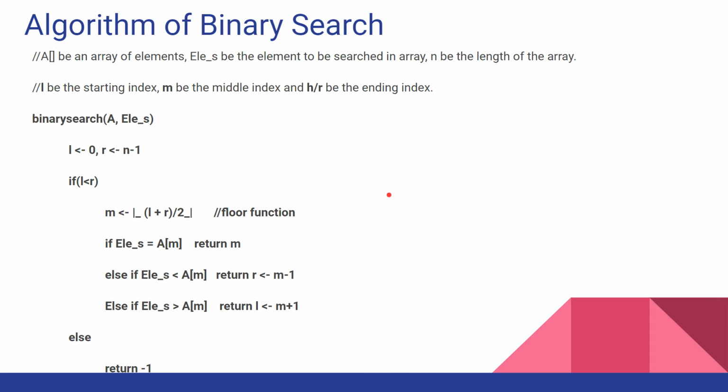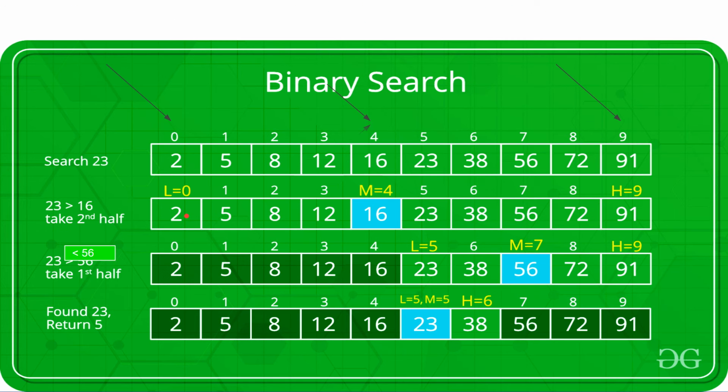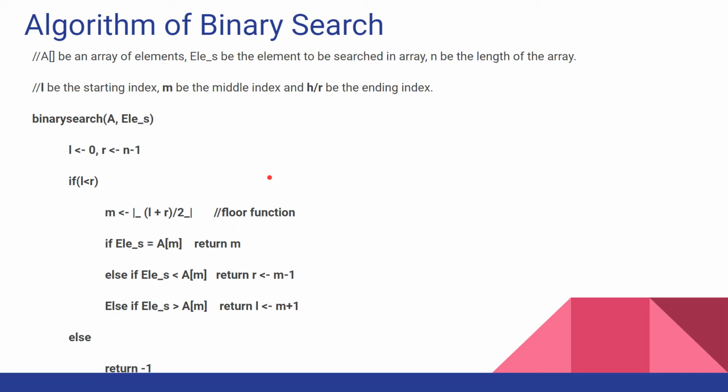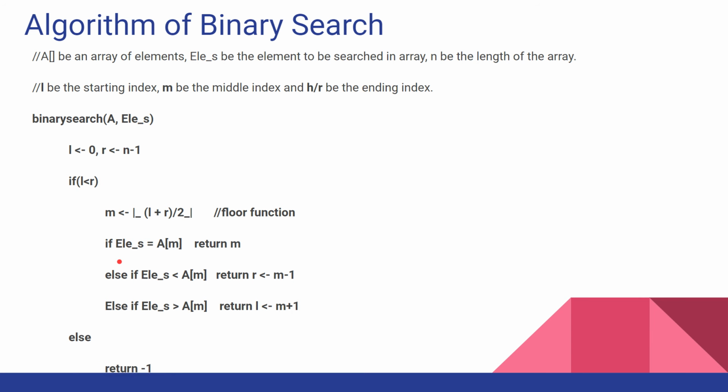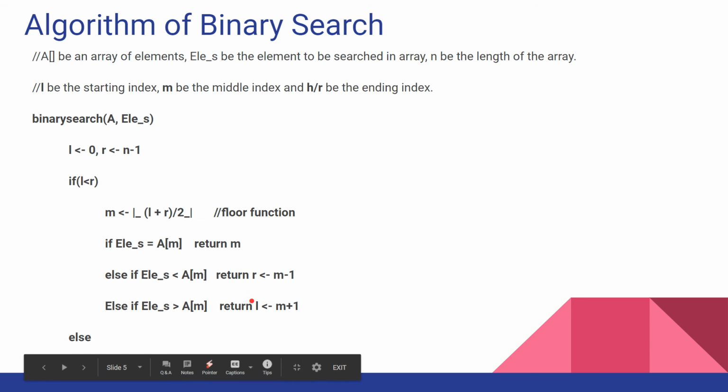How can we find the middle index? Using this. As L is 0 and R is 9, 0 plus 9 is 9, 9 by 2 is 4.5, and the floor of 4.5 is 4. So our middle index is 4. Now, according to the algorithm, we have to check that one of these conditions should be true. We have the value 23 and A of M is 16. So 23 is greater than 16.